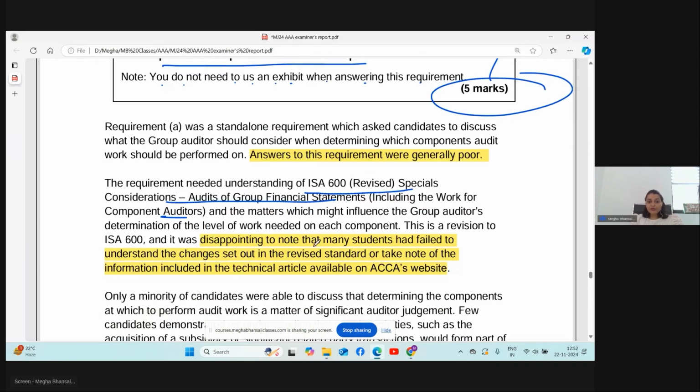It says, disappointing to note that many students had failed to understand the changes set out in the revised standard or take note of information included in the technical article covered on the ACCA website. So probably this 5 marks came directly from a technical article. So if there is any revision in a standard, please go and read the technical article relevant to the standard. It will help you understand better.